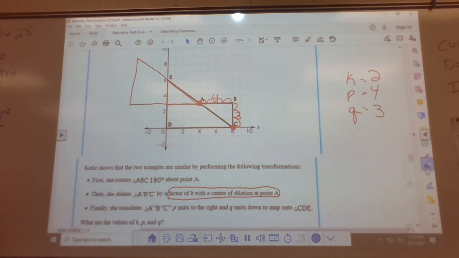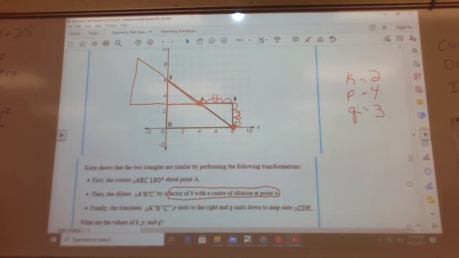Most questions on the geometry test are 1 point. Even if there are multiple things they're answering, a lot of times it's 1 point. This one was 2 points because, like I said, you could have figured out the K without worrying about the P and Q at all. So they considered that 1 point. And then if you figure out the PK, you get the second point.